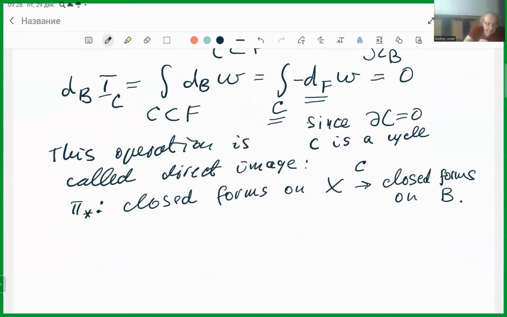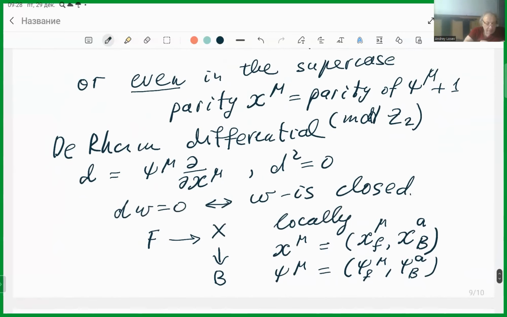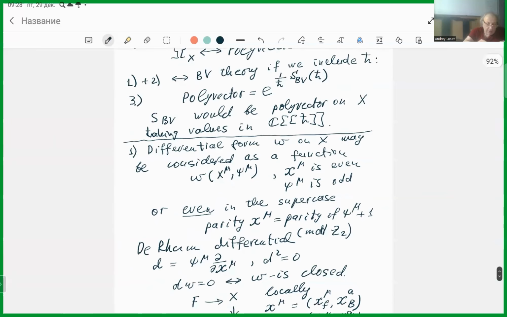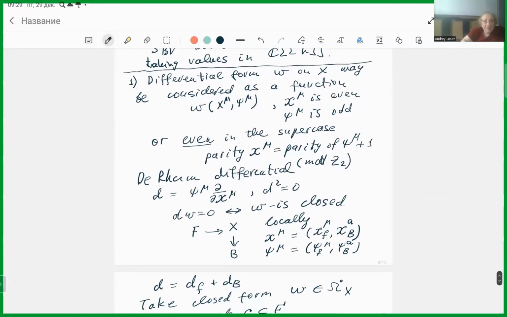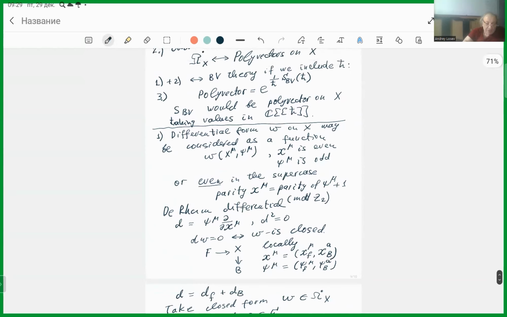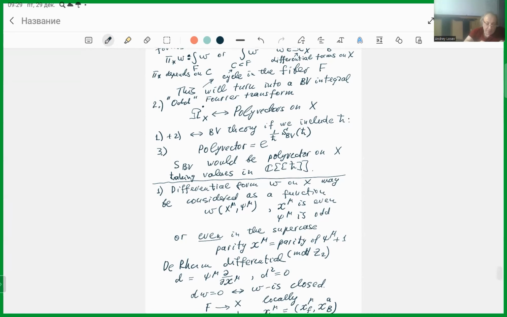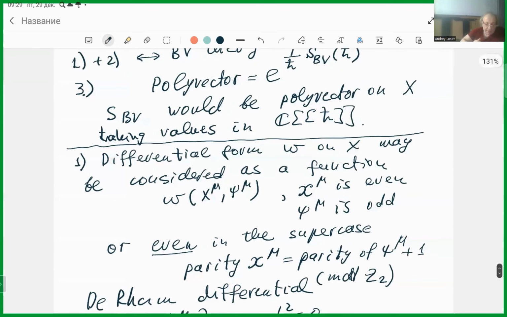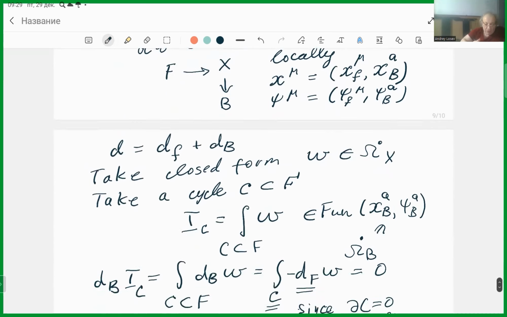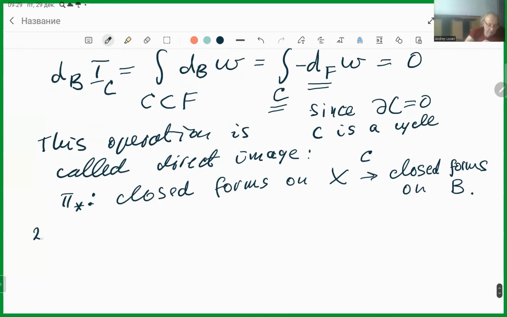Now I am coming to the second input. Okay, I will do it like this, so you can see the full logic. I am coming to the second topic. It's called Fourier transform, or odd Fourier transform. While the first thing is pretty well known, the second thing is not so known.